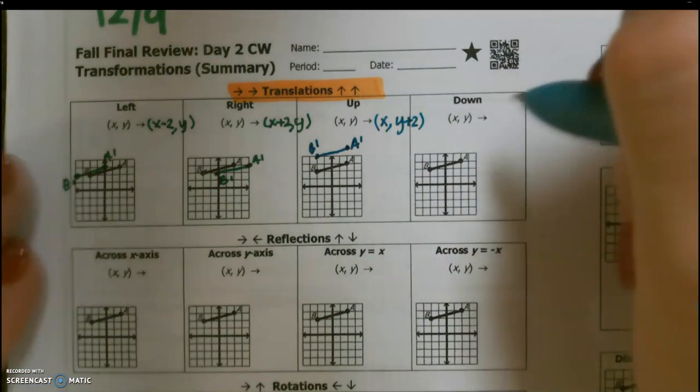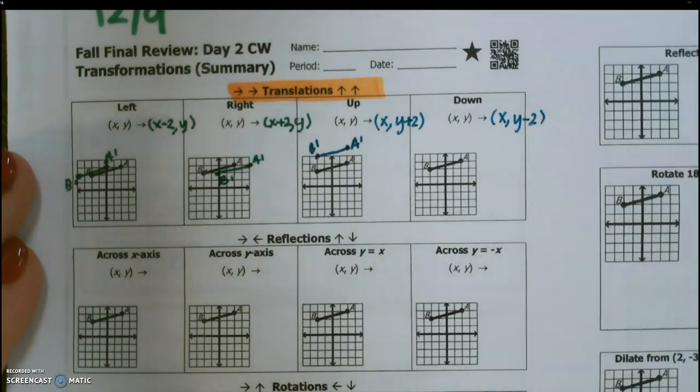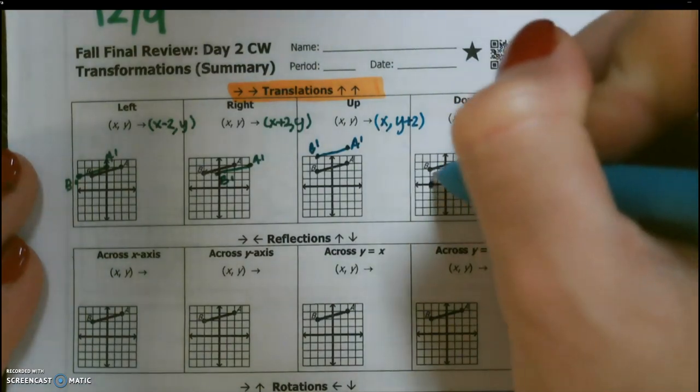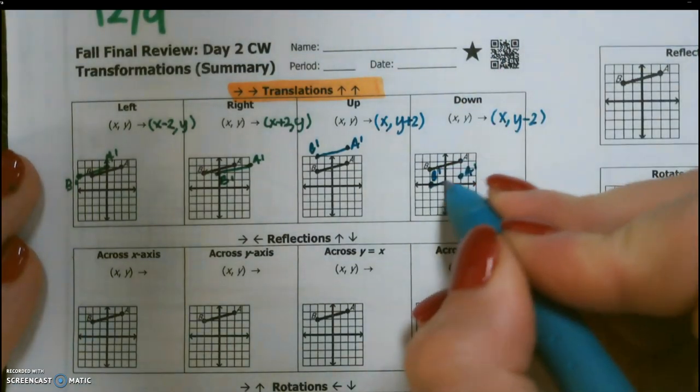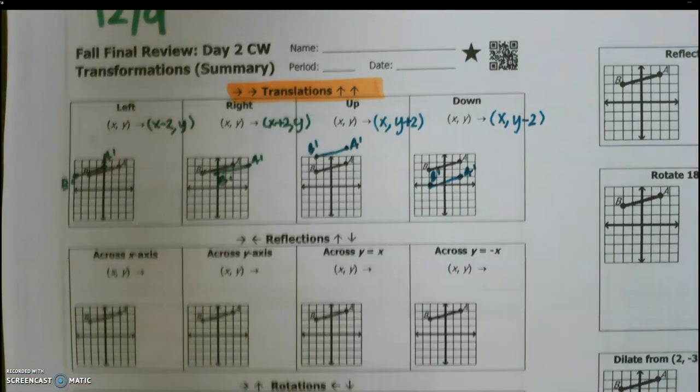Last, we have going down 2 units, so nothing will happen to x, but we will subtract 2 from y. So down 2 units, giving us a prime, down 2 units, giving us b prime, and then making our connection. All right, so those are the rules for translations.